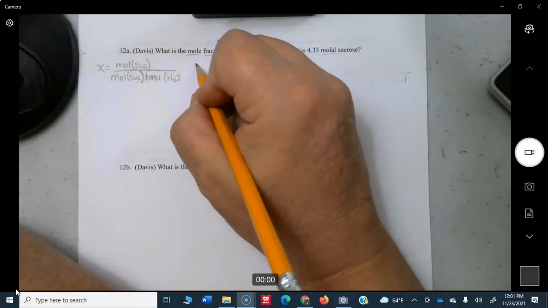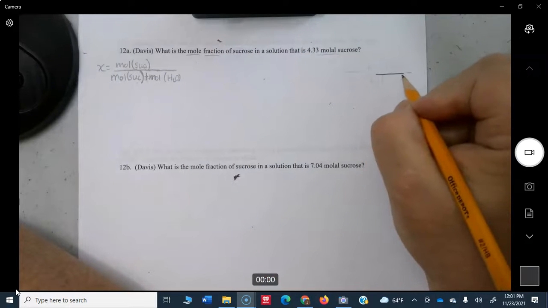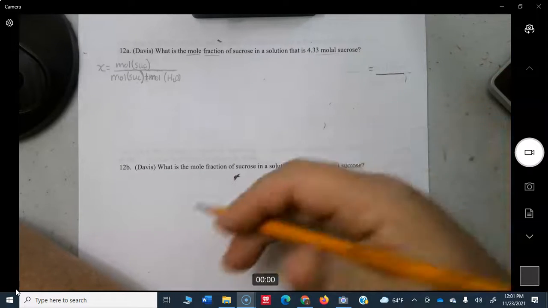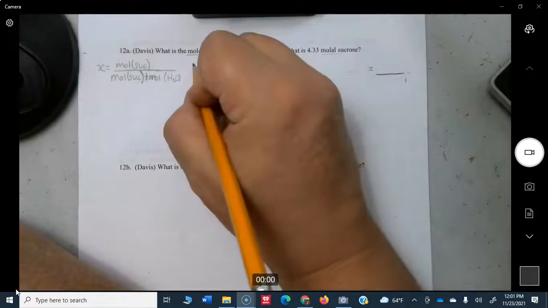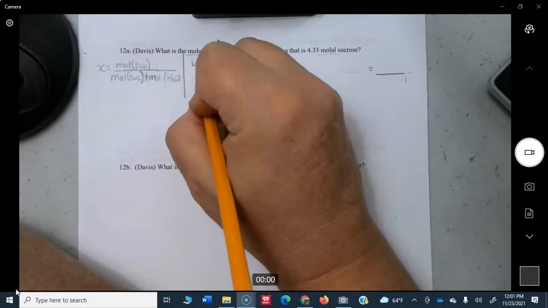So let's come over here. What we're going to have for our answer is just simply a number, a fraction, or a decimal. It's called mole fraction, but it's always expressed as a decimal because we work with calculators that work with decimals. All right, so we're going to come over here, and let's draw a line here. That's just our general formula, 4.33.